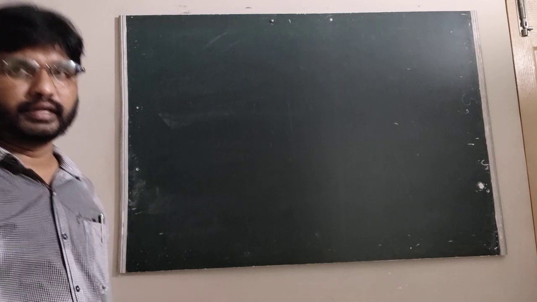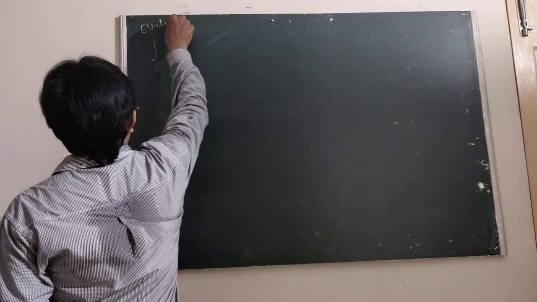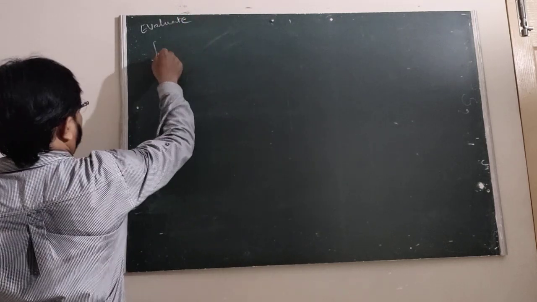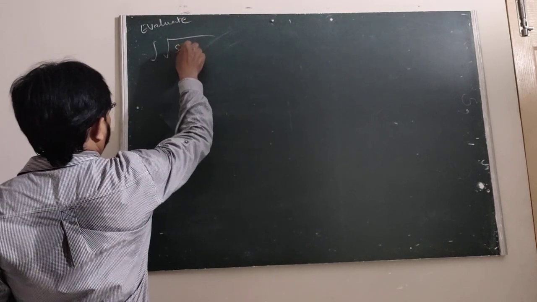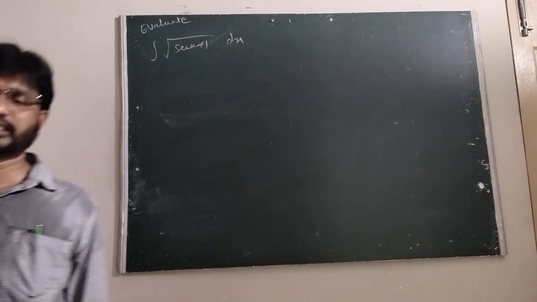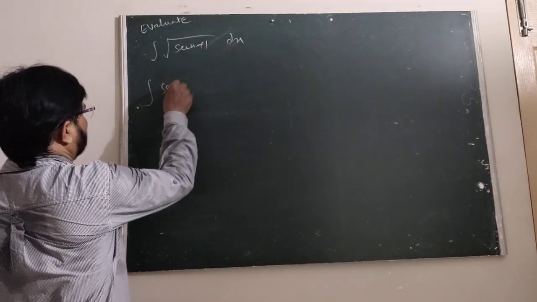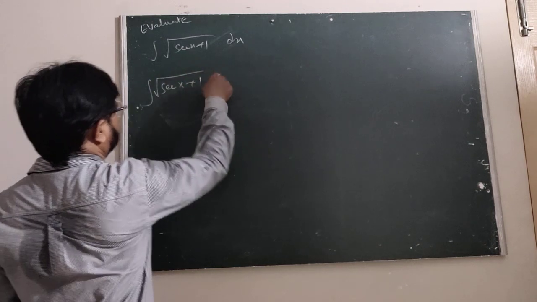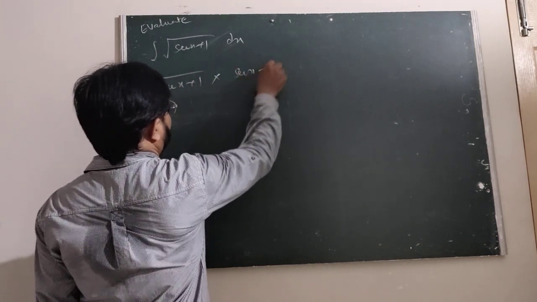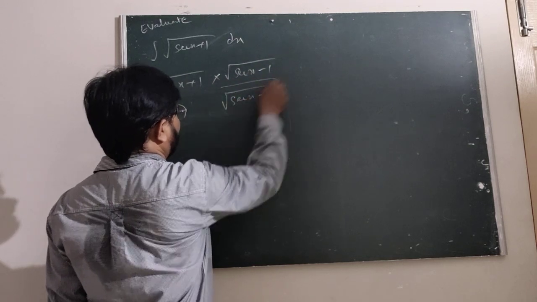To evaluate the integral of root of secant x plus 1 into dx. Now here, secant x plus 1, rationalizing: multiply by secant x minus 1 whole by secant x minus 1 dx.